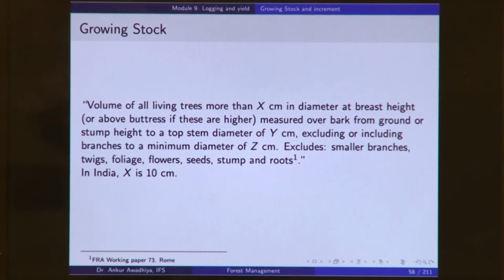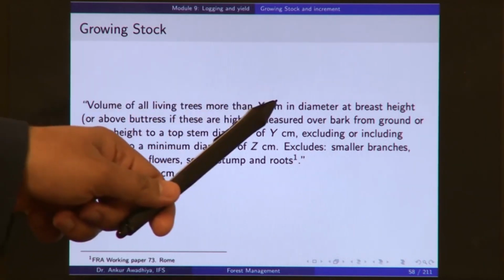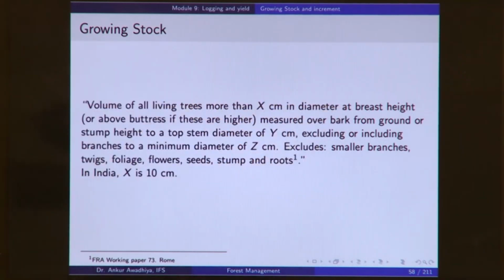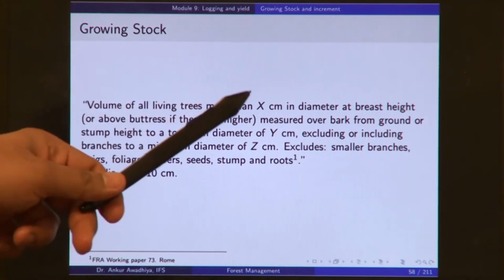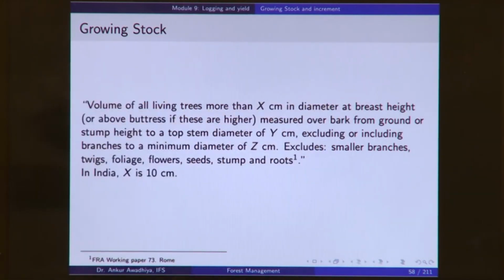So, we begin with growing stock. Growing stock is defined as the volume of all living trees more than x centimeter in diameter at the breast height. So, you are adding up the volume of all the living trees. You do not count the dead trees, and you are only counting those trees that are more than x centimeter in diameter at the breast height. More than x centimeter means that very small trees or saplings will not be counted in this definition.